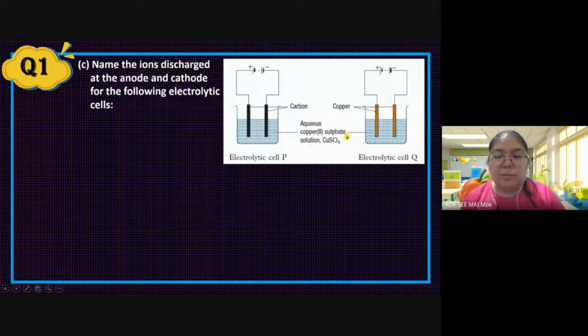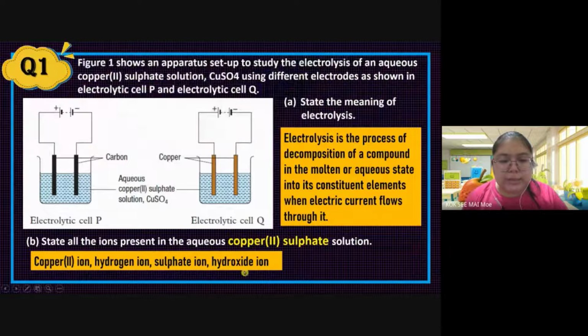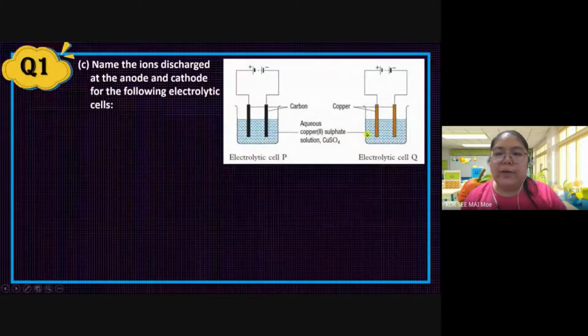Wait, I go to show first. I go to see back. These two are negative. This one is negative, so you go to the anode. Go to the anode: sulfate and also hydroxide.